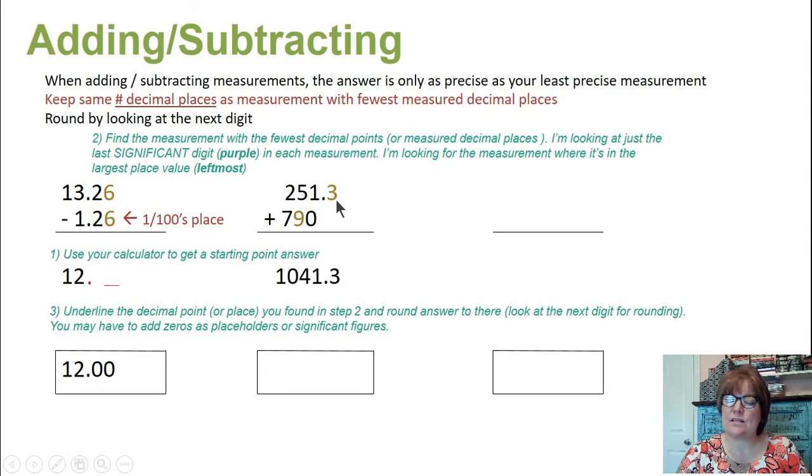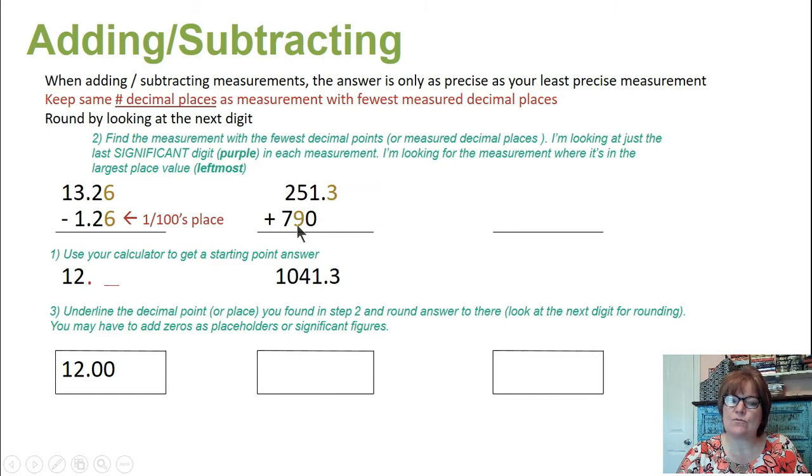This is my uncertain digit in the first one. That's in the first decimal place. But in 790, this 0 is not measured. I know that because it's not significant, and it's not significant because it's a trailing 0 with no decimal point shown. So this is only significant to the tens place.